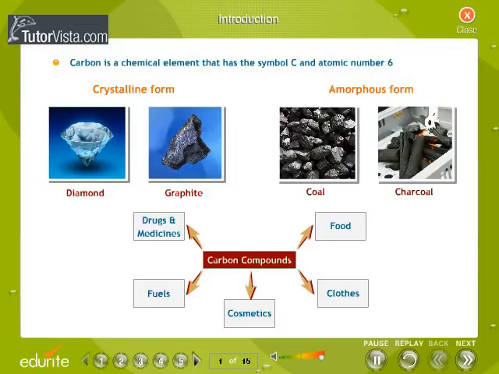In combined forms, carbon is present in the food we eat, the clothes we wear, the cosmetics we use, in fuels and many of the drugs and medicines. Carbon is a special element because it plays a dominant role in the chemistry of life.